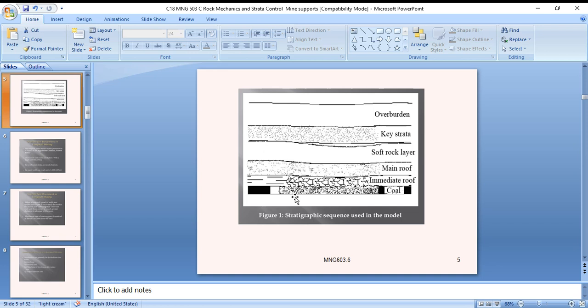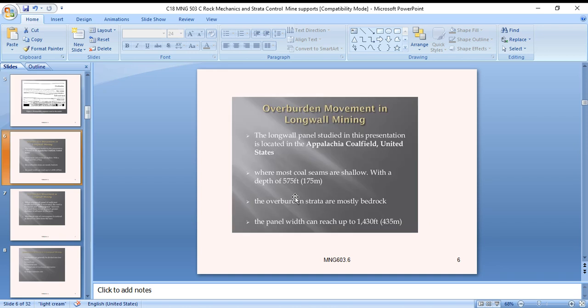The estimation of support load requirement and methods are used. So, overburden movement in longwall mining.